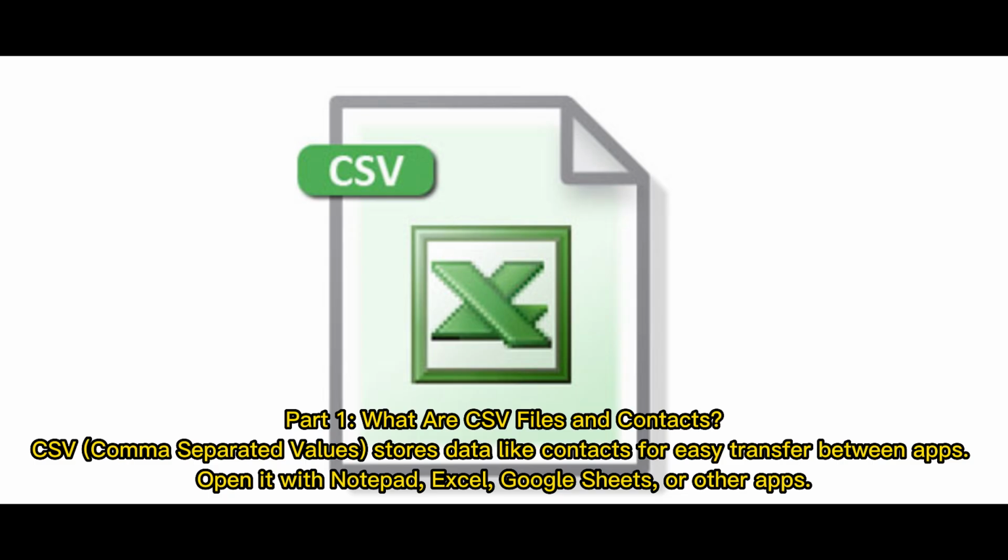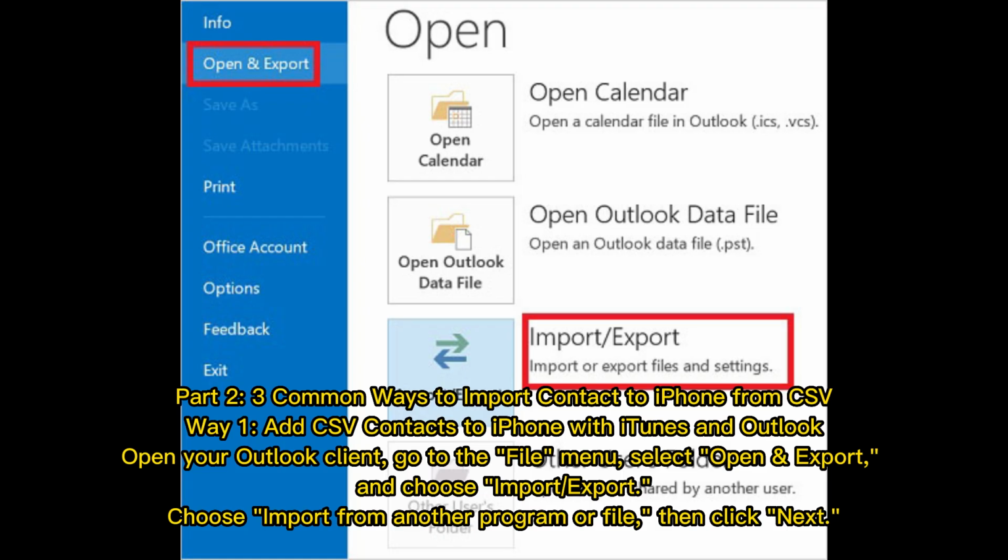Part 1. What are CSV files and contacts? CSV, comma-separated values, stores data like contacts for easy transfer between apps. Open it with Notepad, Excel, Google Sheets, or other apps. Part 2. Three common ways to import contacts to iPhone from CSV.